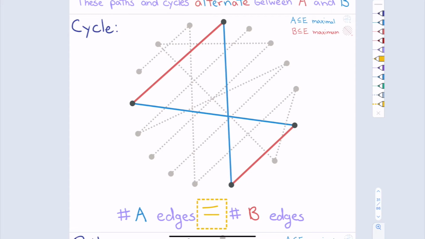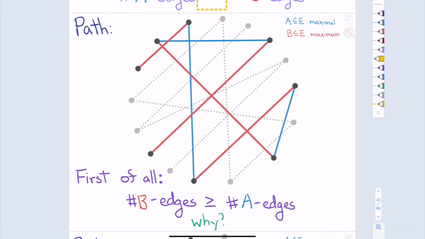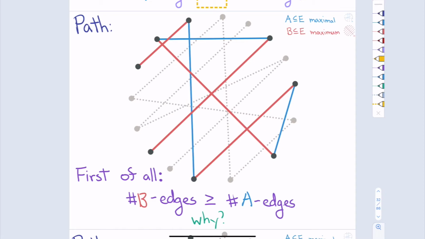Now what about paths? First of all, I'll suggest that if I look at any path, the number of edges in the maximum matching has to be at least the number of edges in the maximal matching, but why?